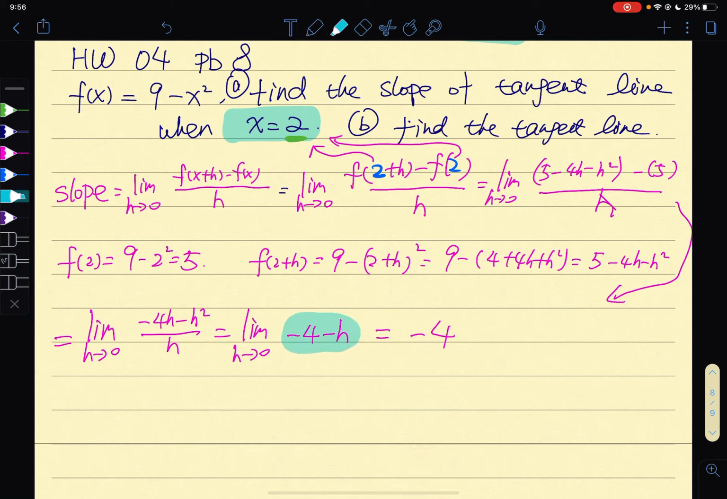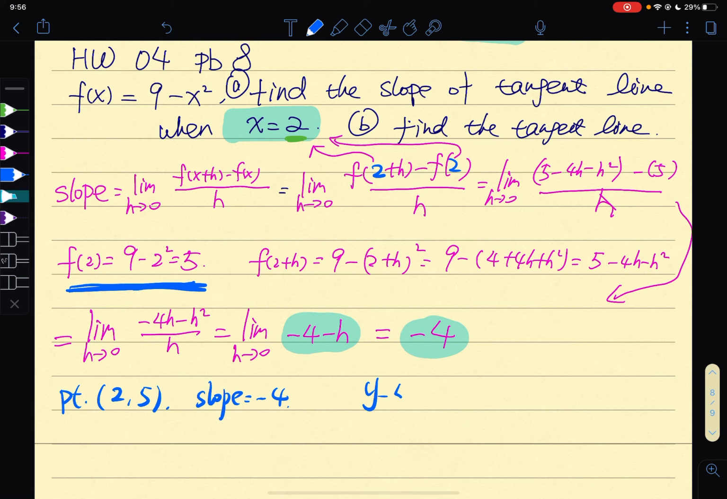So those are my two answers. And the next thing is they ask you to find the equation of the tangent line, which means you need not just the derivative, you also need to know the function value, which you found earlier. So the point is supposed to be (2, 5). Your slope, you found it already, is negative 4.